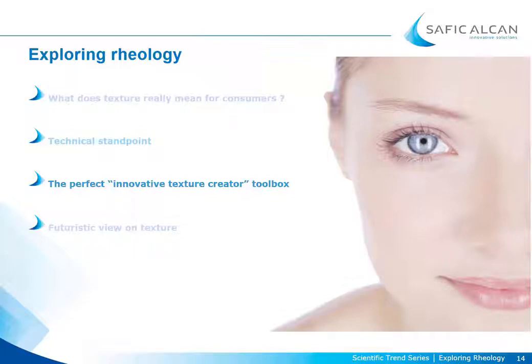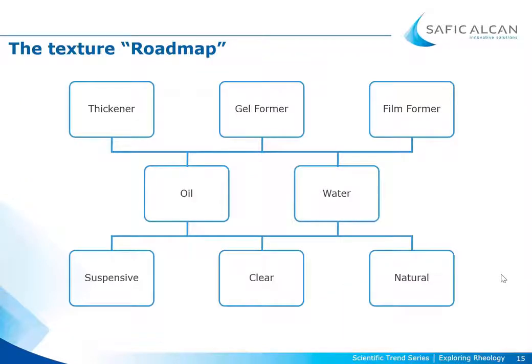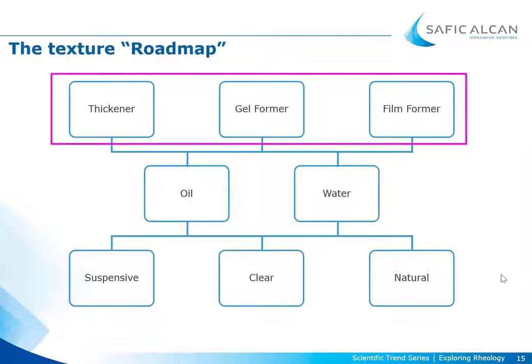I see a formulator like a painter, a good artist needs palette with a broad range of colors to be creative. Well, let's now discuss how to build your own innovative texture toolbox. Our starting point will be a texture roadmap that will help us navigate from one texture to another. The first thing formulators usually ask for is how to structure the liquid phase. In your toolbox, you should be able to thicken the phase to form a gel or a film.